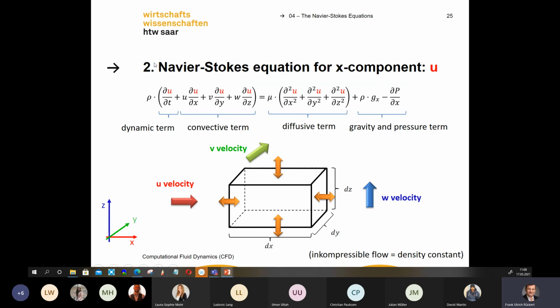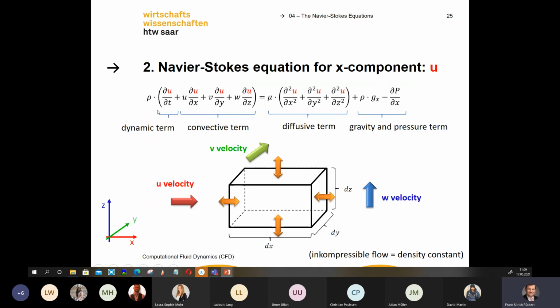This first formulation of the Navier-Stokes equation in x direction describes my velocity u. So it only describes one velocity, and you can imagine for the other velocities, the description will just be the same. Just copy it. Okay, but first we concentrate on u velocity.